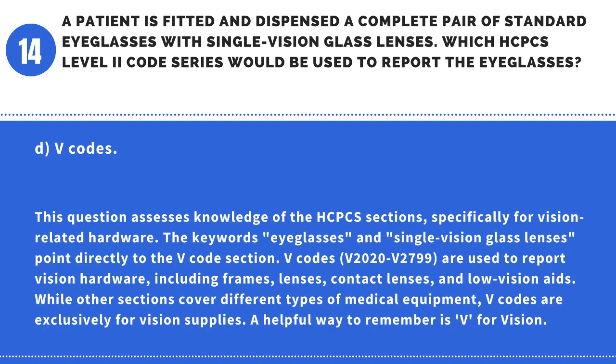Answer: D. V codes. This question assesses knowledge of the HCPCS sections, specifically for vision-related hardware. The keywords eyeglasses and single-vision glass lenses point directly to the V code section. V codes, V2020 to V2799, are used to report vision hardware, including frames, lenses, contact lenses, and low vision aids. While other sections cover different types of medical equipment, V codes are exclusively for vision supplies. A helpful way to remember is V for vision.